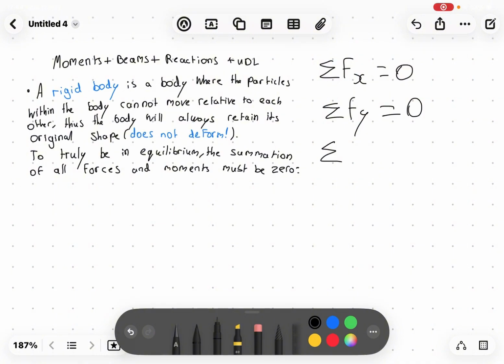And then the moment about z. It's basically just another force, and these are combined. The main point is that everything has to be equal to 0 when it's in equilibrium.